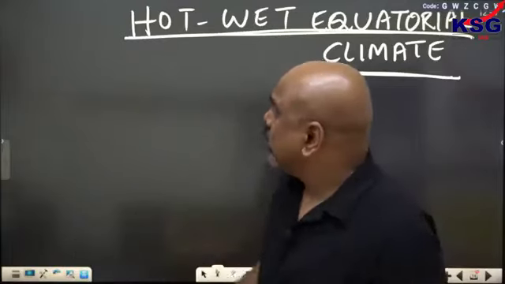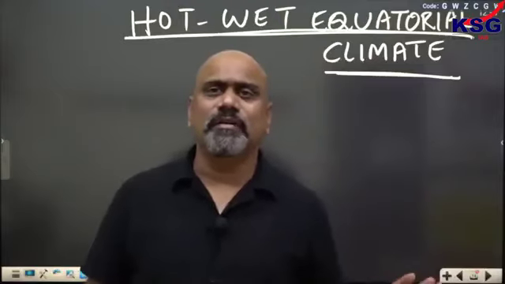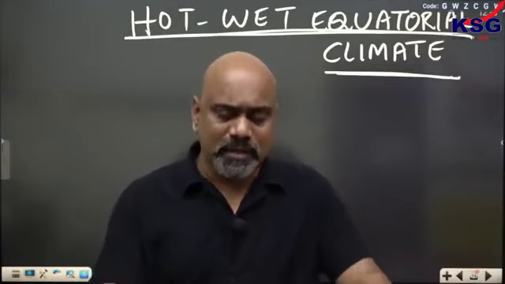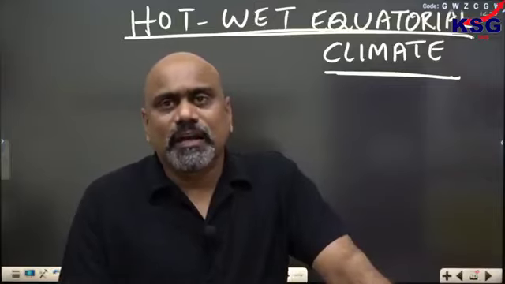So what I am saying is, this is a hot wet equatorial climate. This is found universally in the world from 0 to 10 degree latitude. I mean, in the equatorial region you will find this, 0 to 10 degree latitude meaning equatorial region.